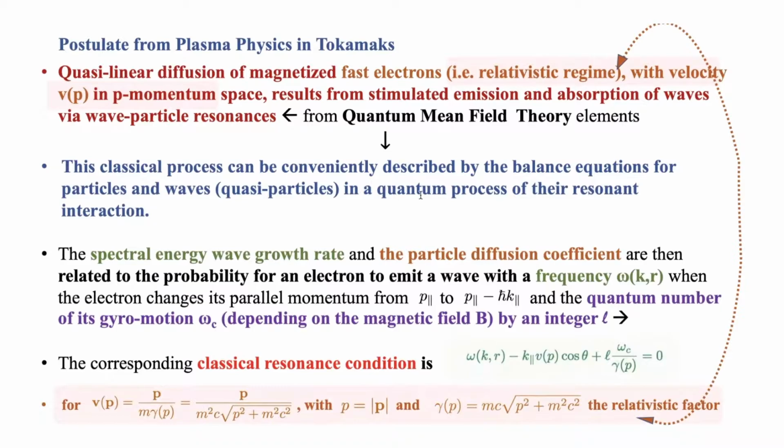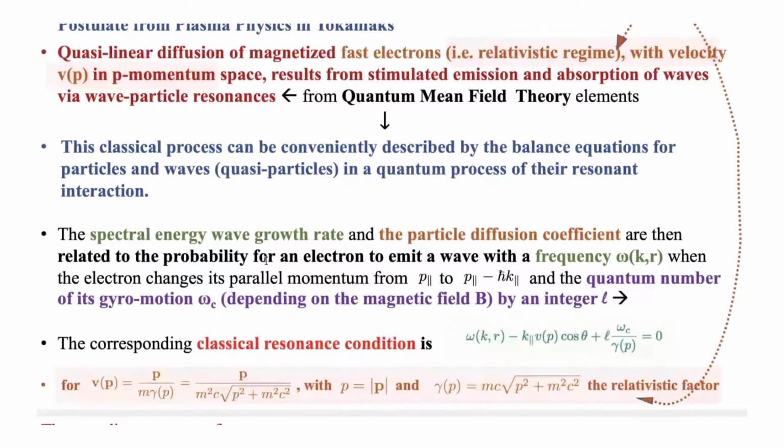So from that point of view, this Clausius process can be conveniently described by the balance equations for particles and waves. And waves are called quasi-particles if you start from quantum mean field theory. Sometimes they model it with the BKW approximation, or by the quasi-particles using the Wigner equation and then taking hydrodynamics. All of that for us is going to be given, and you will see it in a minute. And what we are really interested in is the coupling.